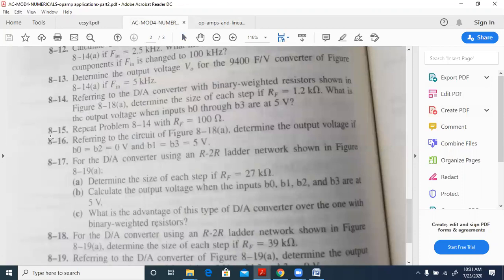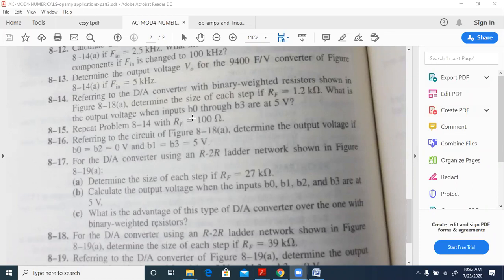Similarly, 8.15. So now we have here the next problem, which is RF equal to 100 ohms. Here it was RF equal to 1.2 kilo ohm. Now we have RF equal to 100 ohms, all other things remaining the same.